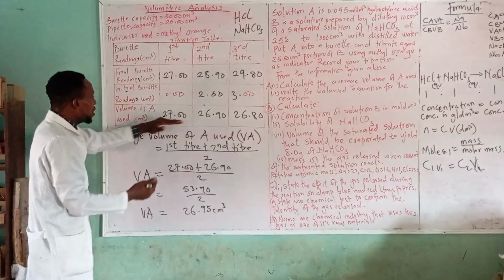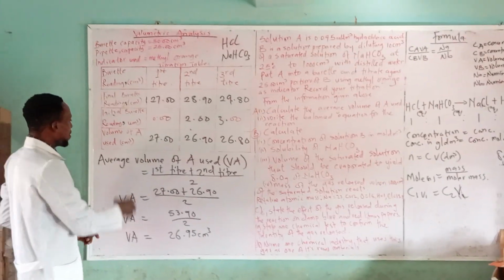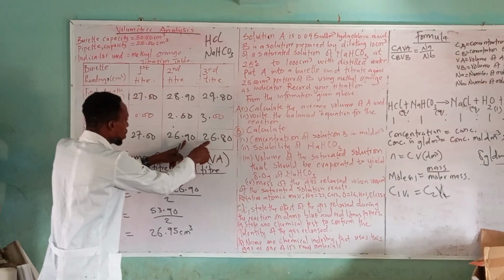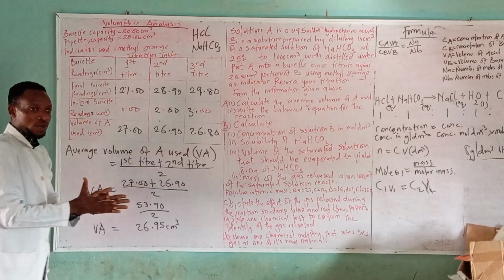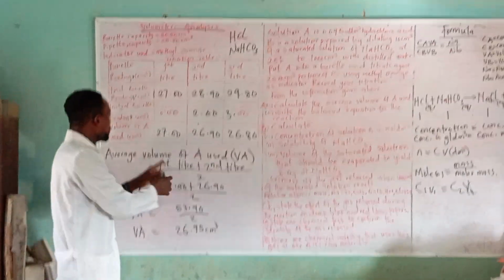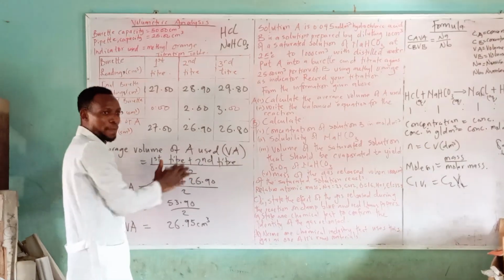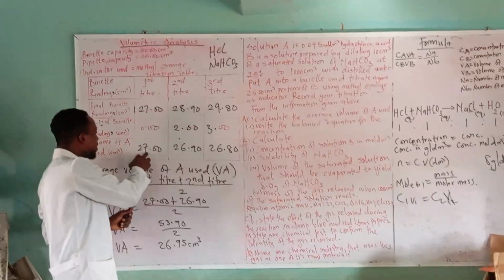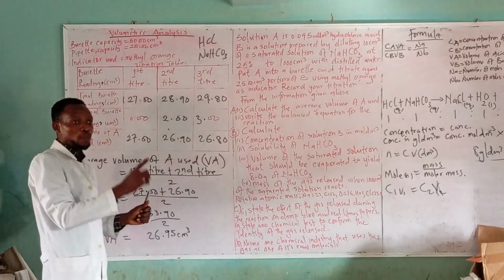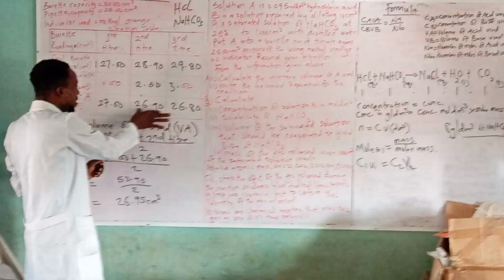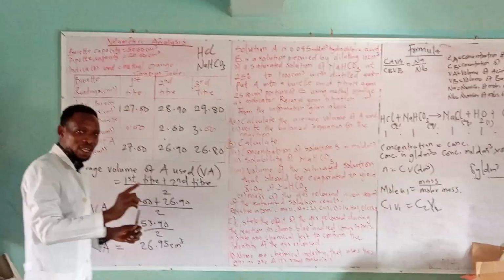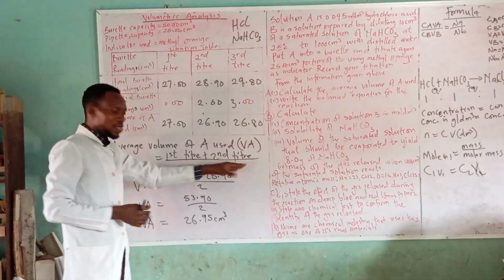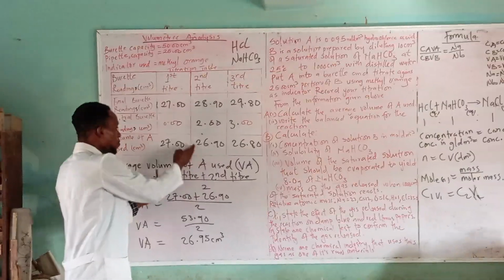So now, I will come to my readings here. Let me select. I have 27.00, 26.90, 26.80. My readings are concordant. Now, I can pick the first and second as my best readings, and I can pick the second and third. The difference between 27.00 and 26.90 is 0.1. The difference between this and the third reading is also 0.1. But at my own discretion, I want to pick the first and second. So I'm picking the first and second one.